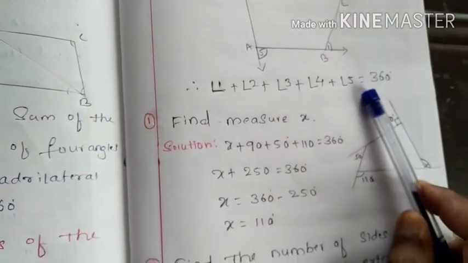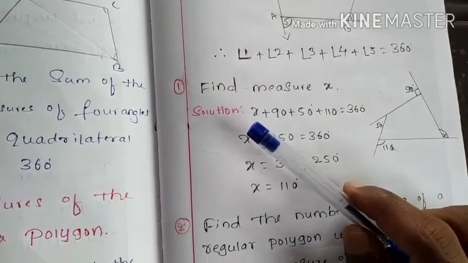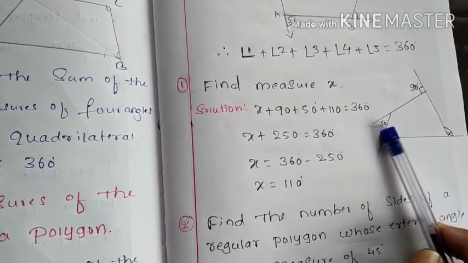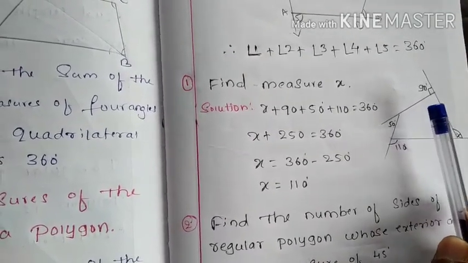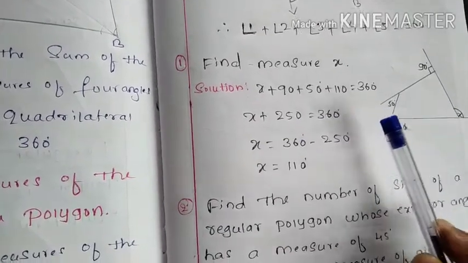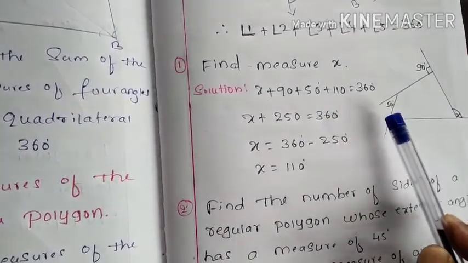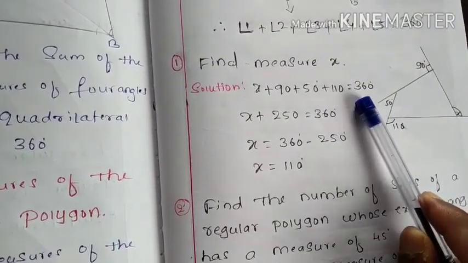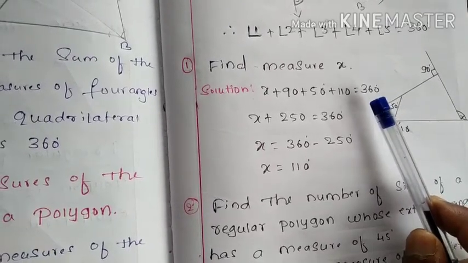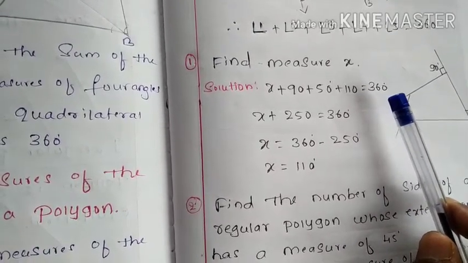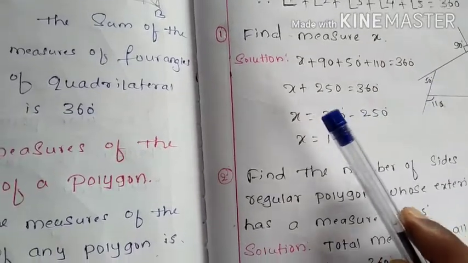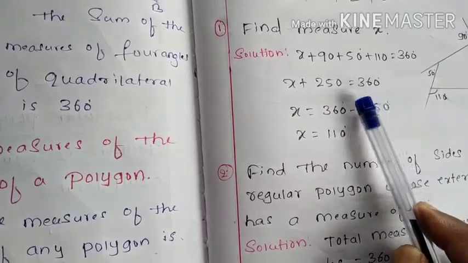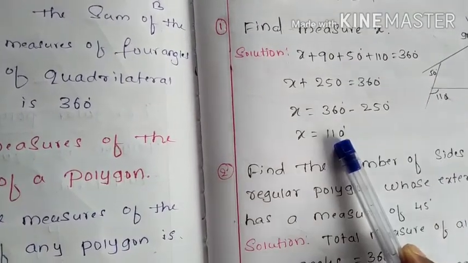Okay. So next, example 1, find measure x. So in this given polygon, we have to find measure x here. Solution: the total sum is x plus 90 plus 50 plus 110 equals 360 degrees. Okay. The sum of exterior angles of any polygon is 360 degrees. So x plus 250 equals 360. Subtract: 360 minus 250, we get 110 degrees.